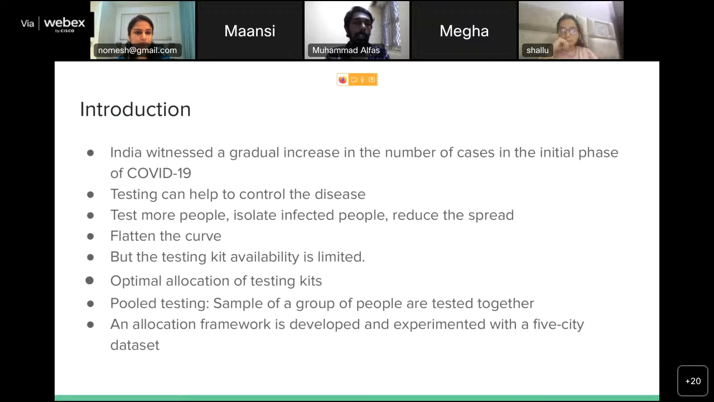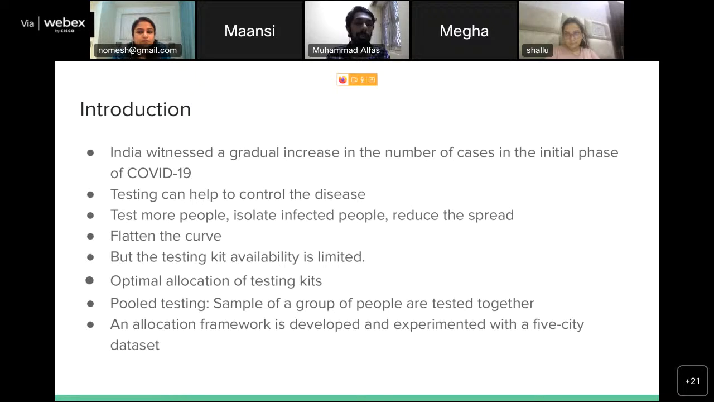As most epidemic models suggest, we expect that eventually everyone will get infected, but the aim is to delay the infection of our total population so that we can develop more treatment protocols and more vaccines. In order to do that, we need to test more people. But the major constraint was the availability of testing kits. The number of testing kits available was very limited. So in that context, we obviously have to do optimal allocation of testing kits.